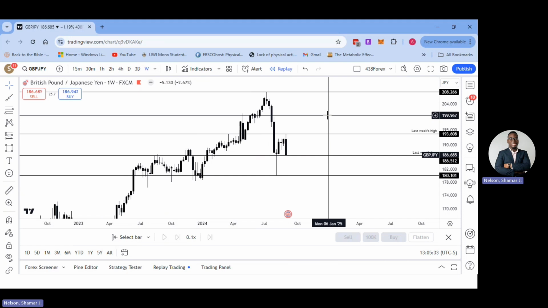Top-down analysis is using your higher time frames to determine the directional bias on your lower time frames. And we trade on the lower time frames. At least I trade on the lower time frame, and I'll be teaching you to trade on a lower time frame as well.